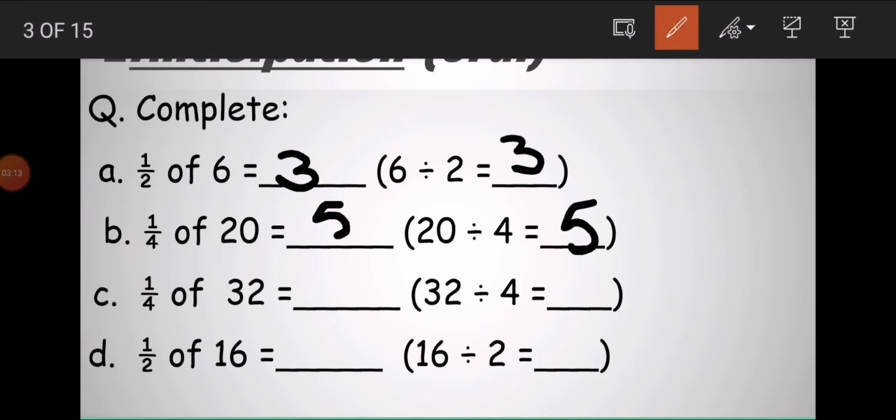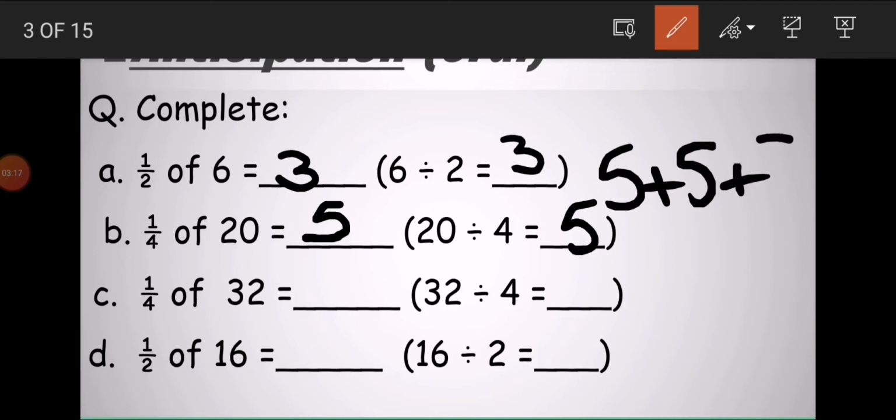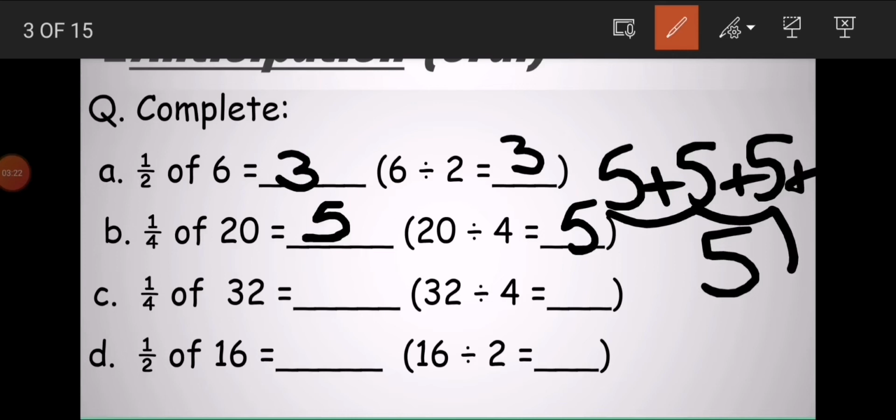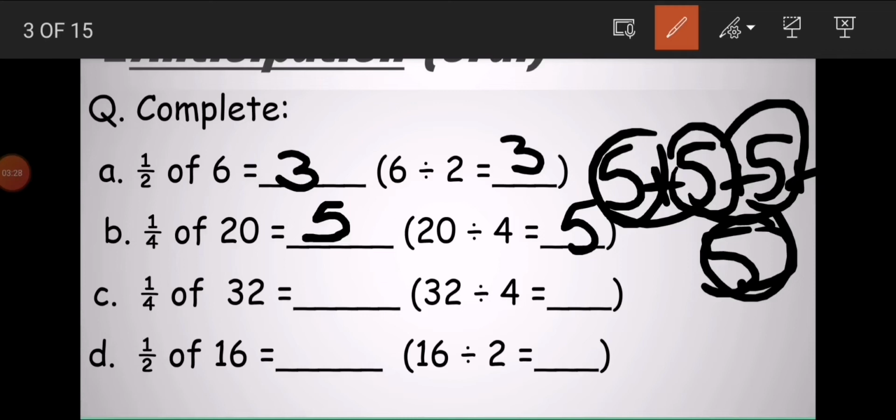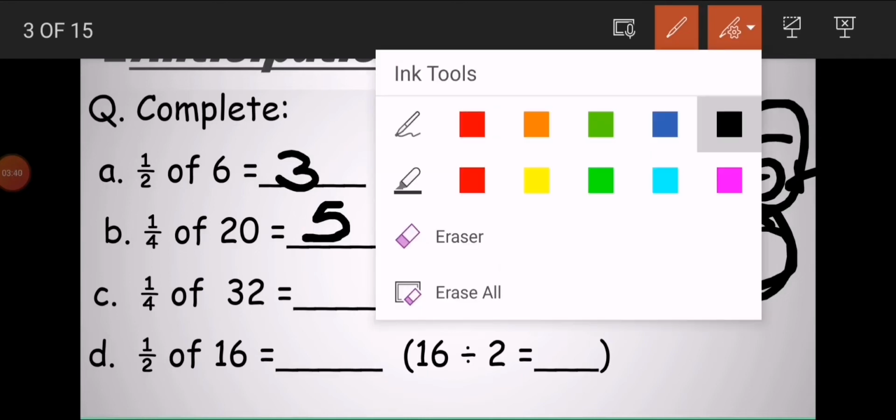You can see like that. 5, 1 5, 2 5, 3 5 and 4 5. 5, 10, 15, 20. So it means there are 4 parts. 1, 2, 3, 4. Each has 5. So we are dividing 20 into 4 equal parts. And each part has 5. So 1/4 of 20 is 5.